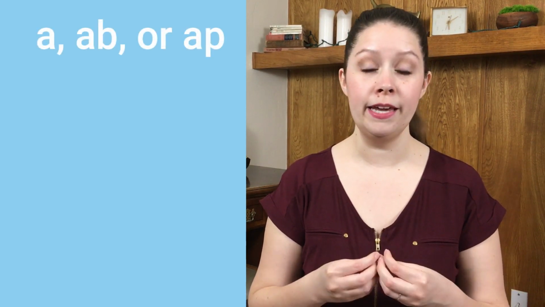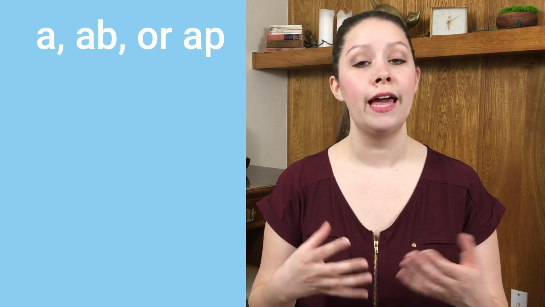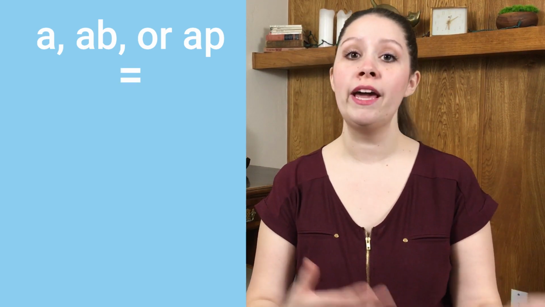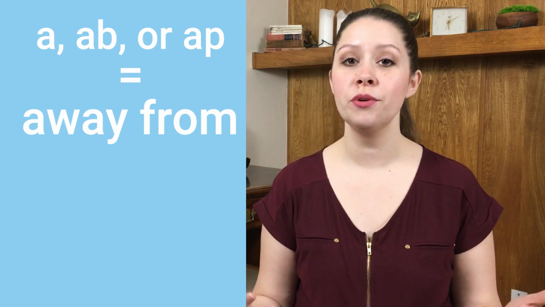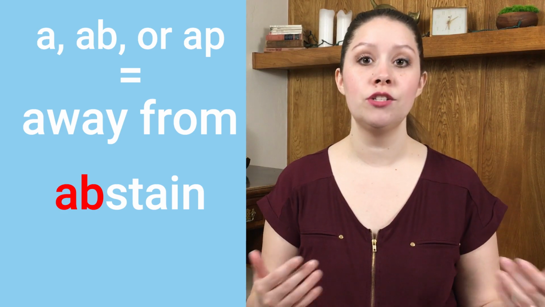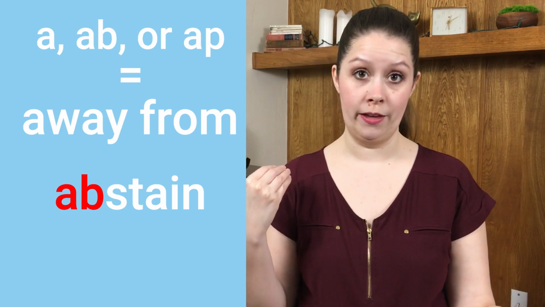The first root that we're going to cover has both Latin and Greek variants because they mean the same thing. The variants of this root can look like A, AB, and in the Greek, AP. All of these roots mean the same thing. They mean away from. You see this root used in words like abstain. Abstain means to resist doing something.